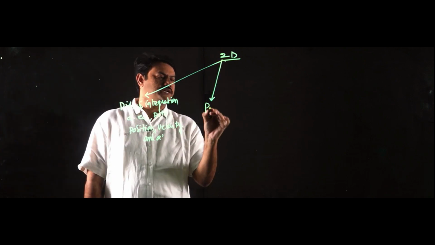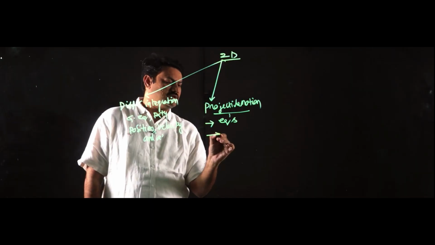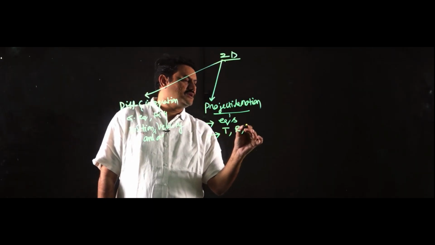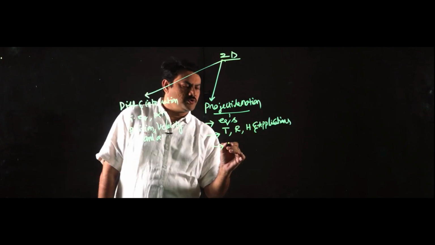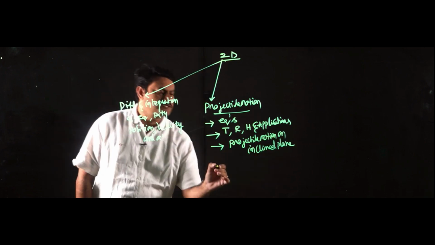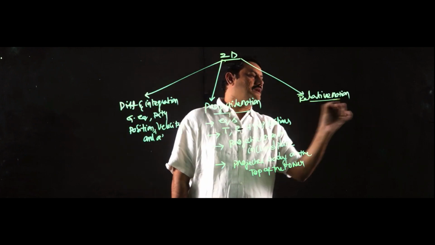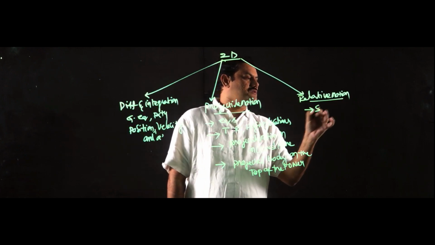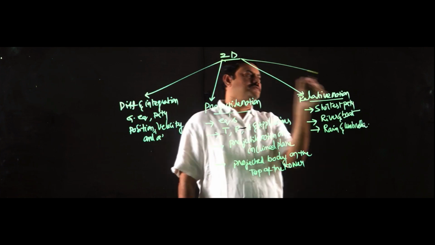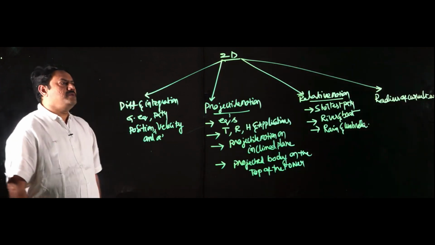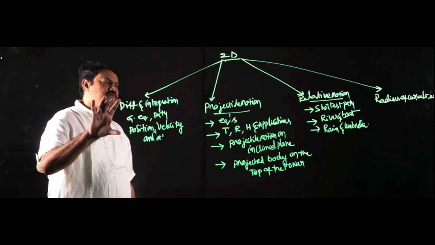Second subtopic, projectile motion. In projectile motion, first one, equation of projectile. Second one, time of flight, range, height and its applications. And third one, projectile motion on inclined plane. Next, fourth one, projected body on the top of the tower. Next, relative motion. In this one, shortest path, river boat problems, rain and umbrella problems. And the last one, radius of curvature. So these are the main important topics related to 2-dimensional motion. I will explain each and every subtopic separately.